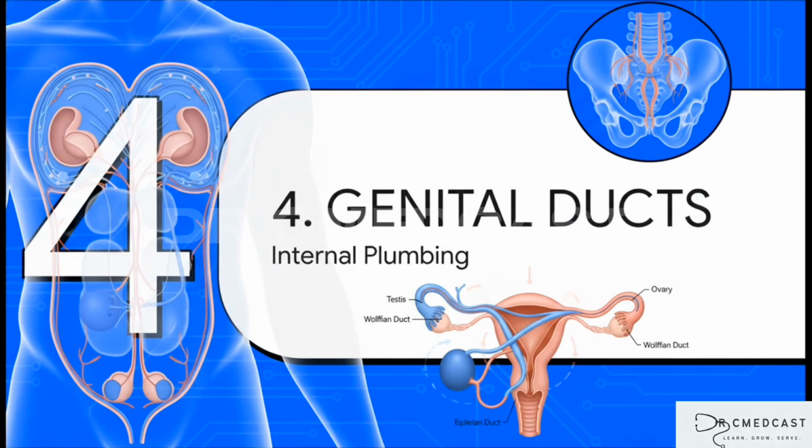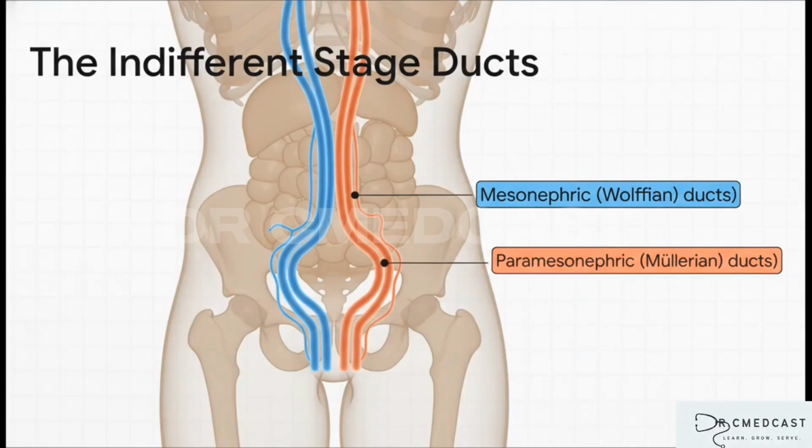Okay, so the gonads have picked their path, and in the case of the testis, they're already making hormones. So now, they're ready to start directing the next phase, the development of the internal plumbing, the genital ducts. What's pretty wild is that at first, every single embryo is equipped with 2 complete sets of ducts running side by side. You've got the mesonephric or Wolffian ducts and the paramesonephric or Mullerian ducts. So the potential for either male or female internal tracts is there in everyone.